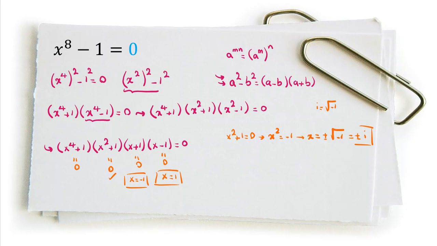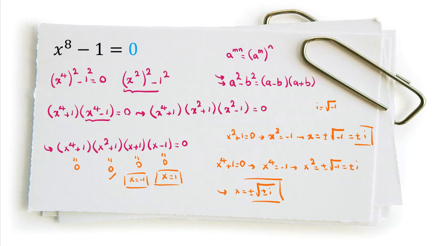If this one is 0, x to the 4 plus 1 is 0. x to the 4 equal to negative 1. So x squared equal to plus minus root negative 1, which is plus minus i. And then x equal to plus minus square root of plus minus i. So four answers also here. Four answers, two answers, two answers. It will be 8 answers. We found 8 answers for this problem.